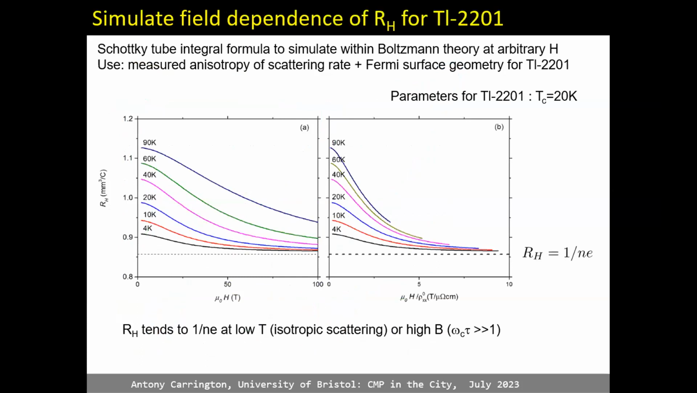Okay, and back to the Shockley tube integral formula, we can actually simulate what we'd expect from the parameters we got from the de Haas-van Alphen and the angle dependent magnetoresistance. We can work out what we'd expect for the field dependent Hall effect, and essentially this looks exactly like the data. You get an enhancement of RH here, which depends on temperature because of the anisotropy of the scattering rate, and at very high field, that all gets wiped out, and it goes back to this dotted line, which is equal to 1 over n e.